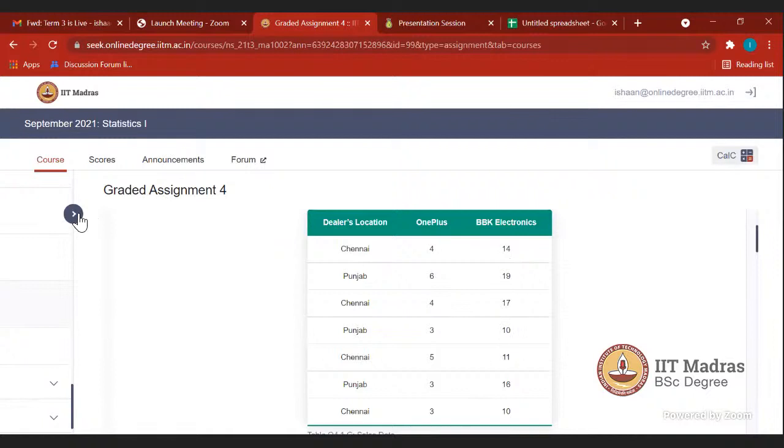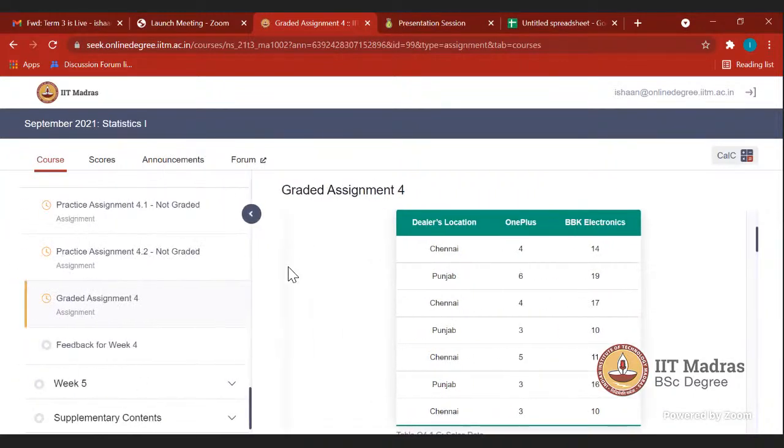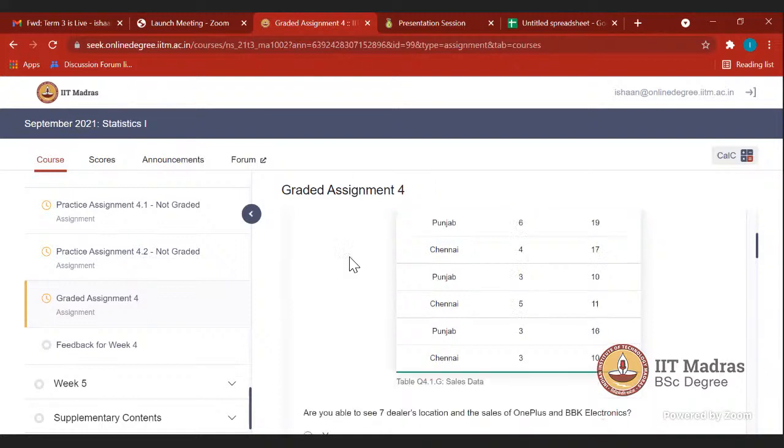Okay, there is no relation with the location. No, location should not matter. We are talking only about these two variables, 1 plus and BBK. Both are numerical. Find the correlation between them. Location will come into existence only when we go to the point biserial, right, ma'am?